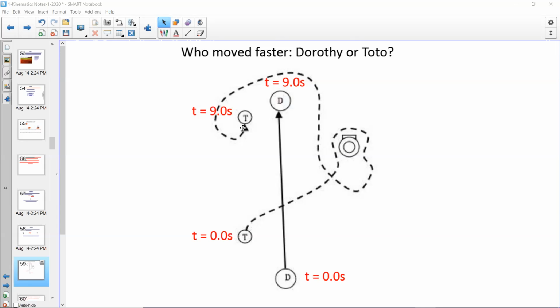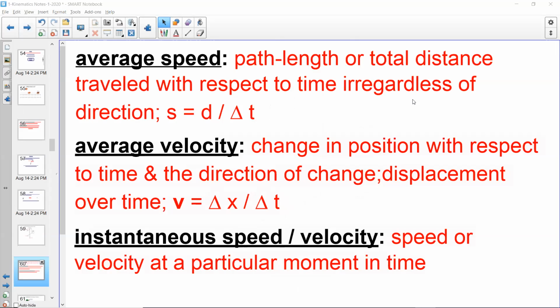This word faster is kind of the same way. If we just say faster, we need to specify: do you mean the distance to time ratio, or do you mean the displacement to time ratio? So let's define them. A couple more words here for you. Let me just leave this up for you for a minute or so, and you can read it, think about it, put it in your own words, and then we'll discuss it in a minute or two.